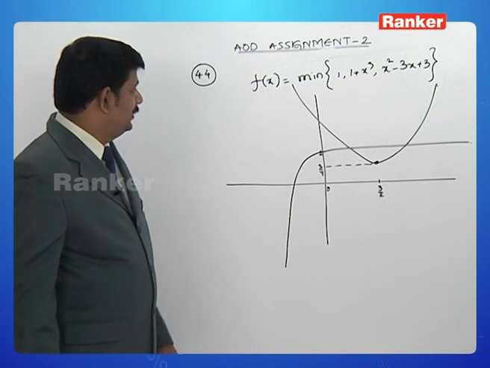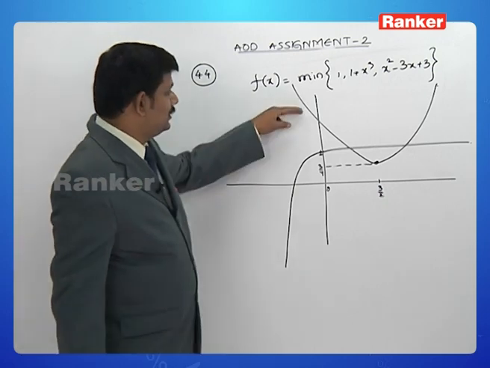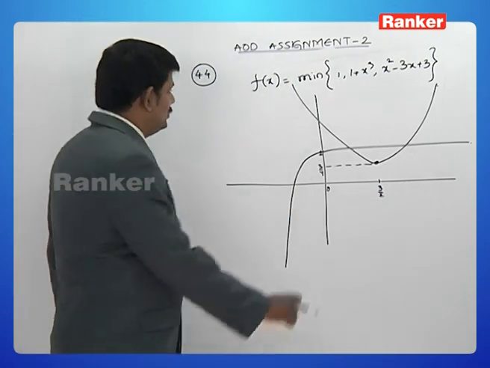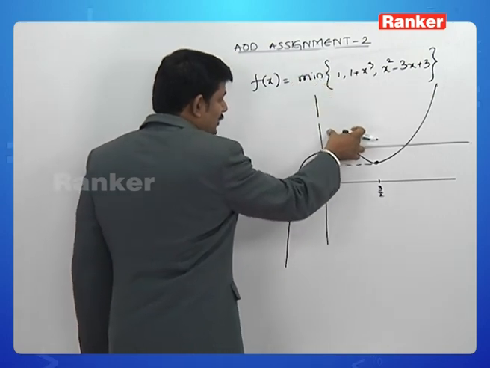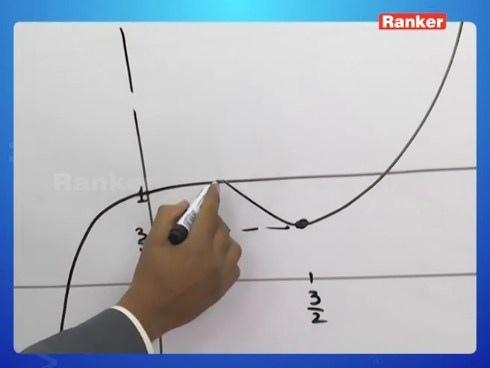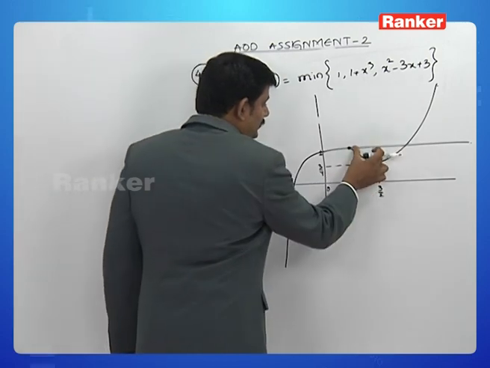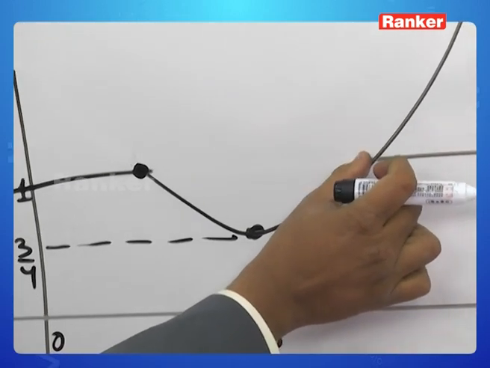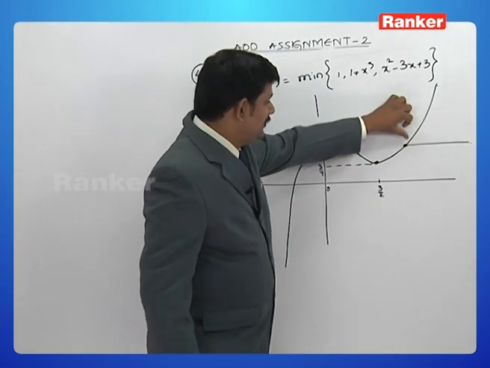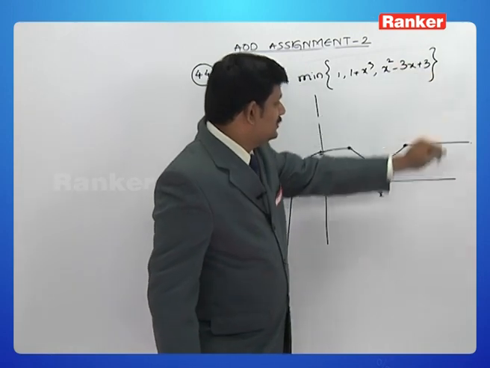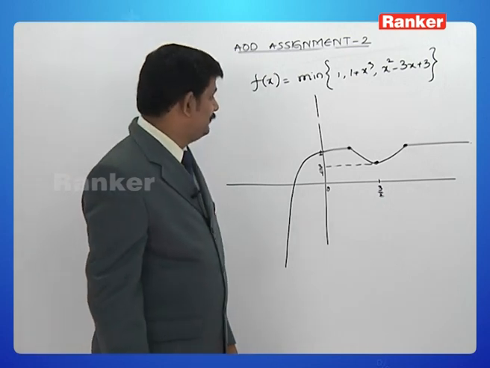Now, we need to identify the f of x graph, which is the minimum of the two. So, whichever one is below the other becomes f of x. In this region, erase the one which is up, that is the quadratic. In this region, erase the one which is up, that is x equal to 1, and from this region erase the one which is up. The one which is below, that is x equal to 1, will be our function.